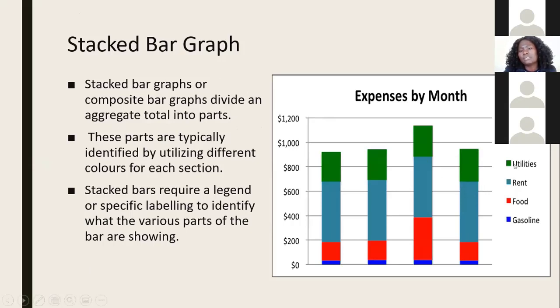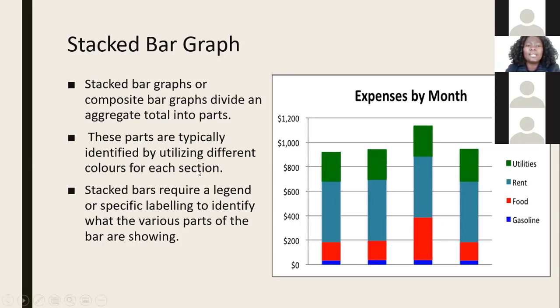For example, you can see here that you've got utilities in green, rent in blue, food in red, and gasoline in dark blue or navy blue. So it's showing perhaps the expenses by month of a specific person. Maybe this is the first month, second, third, and fourth. So you can actually put this in stacked format.